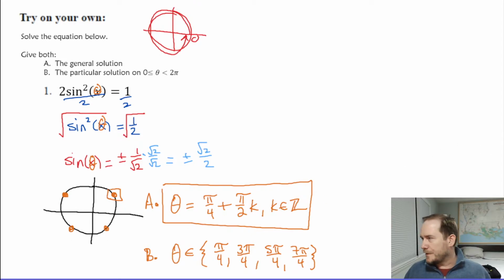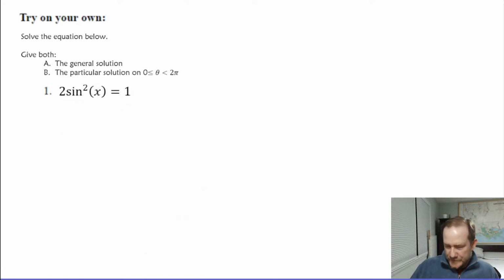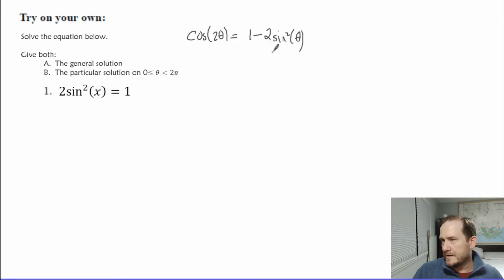So here we go. We're going to do the same problem a second way. So a different way that you might have done this problem is to recognize that you've got 2 sine squared. That's pretty darn close to one of our versions of the double angle identity for cosine. So again, over here, you hopefully remember that cosine of 2 theta is 1 minus 2 sine squared theta. These are supposed to be thetas, by the way. Theta, theta.